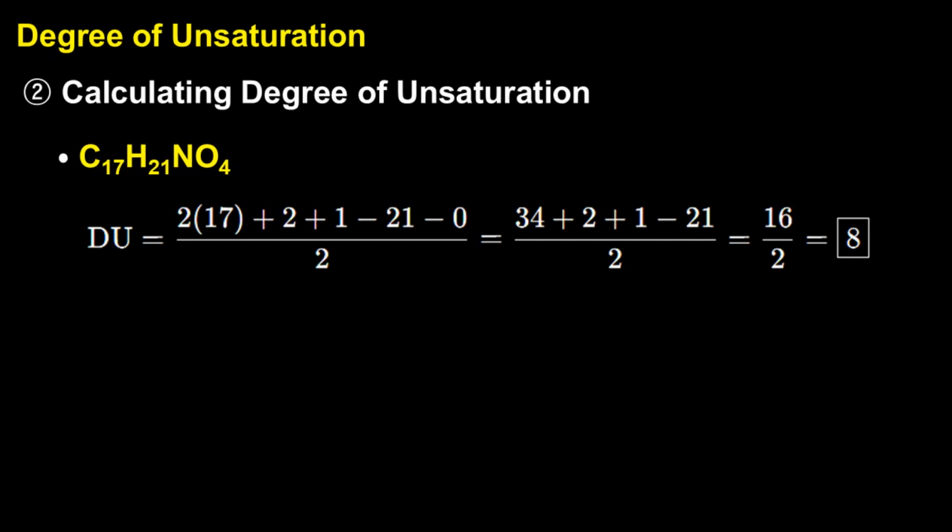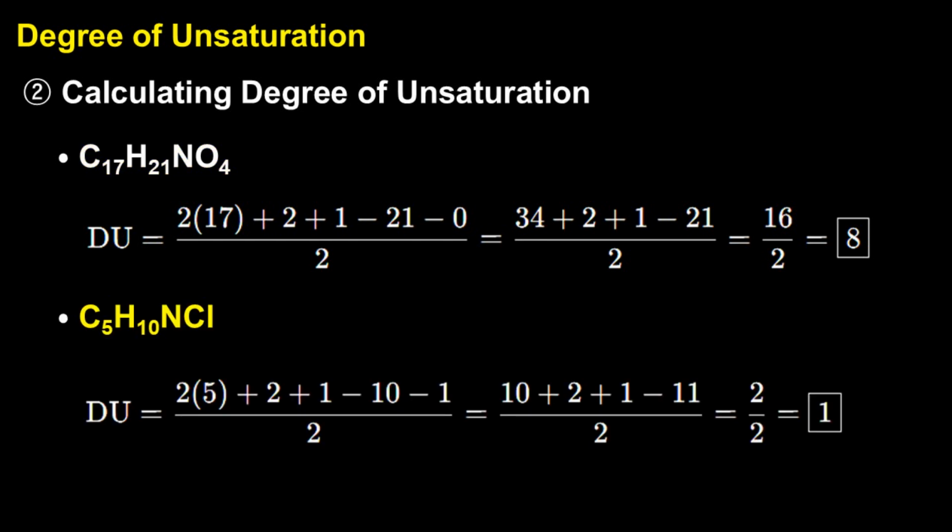Let's try a few examples using the unified formula. First one, C17H21NO4. Just plug the numbers into the formula, and you get a degree of unsaturation of 8. That means this molecule has 8 rings and pi bonds in total. Next, C5H10NCl. Same idea here. If we apply the formula, the DU comes out to 1, so this structure has just 1 ring or 1 pi bond. Simple as that. These quick checks give you helpful hints even before you start drawing the structure.